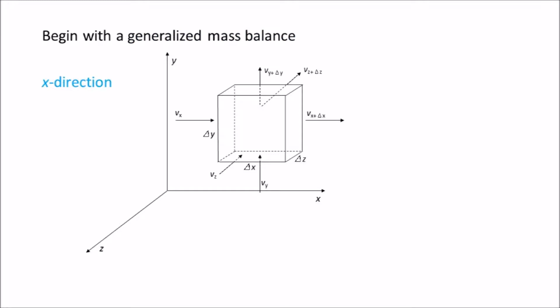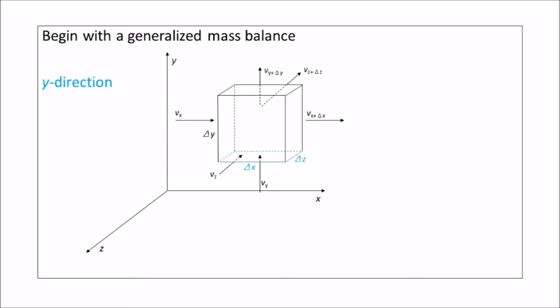We begin in the x direction. Fluid enters through the highlighted face on the left, which has dimensions of delta y by delta z. It then exits through the highlighted face on the right, after traveling a length delta x. We can examine the y direction in the same manner, where fluid enters through the bottom face with dimensions delta x and delta z, and then exits through the top face after traveling a length delta y.